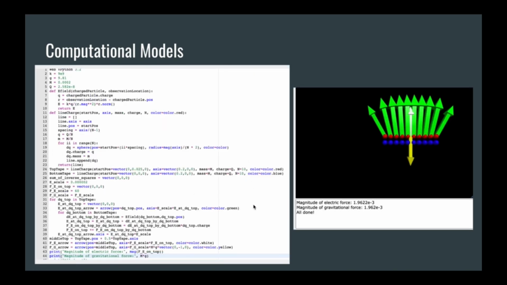The second computational model treats each tape as a series of point charges, where the electric field is represented by the green arrows, the gravitational force is represented by the yellow arrow, and the electrical force is represented by the white arrow, all on tape B. The value Q, which was determined to be 2.582 times 10 to the negative 8 coulombs, is determined through trial and error in order to maintain the magnitude of electric force and the magnitude of gravitational force previously determined for this model.